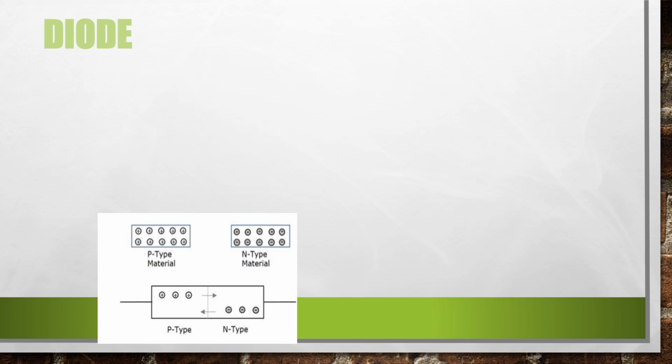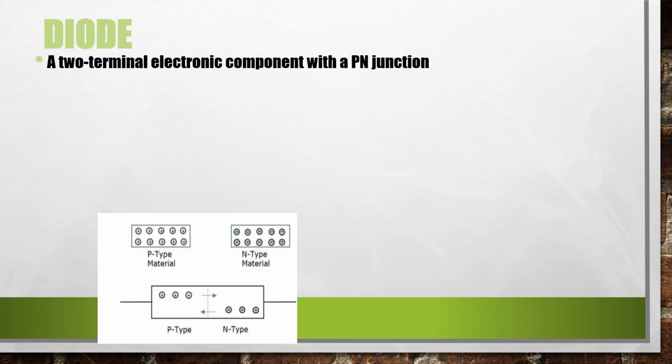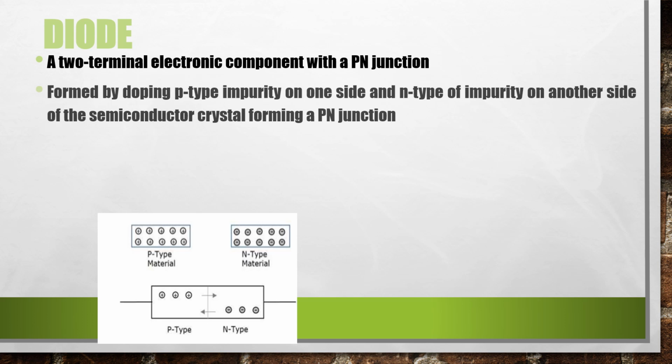Now, what is a diode? A semiconductor diode is a two-terminal electronic component with a p-n junction. It is also called a rectifier. A semiconductor diode is formed by doping p-type impurity on one side and n-type impurity on another side of the semiconductor crystal, forming a p-n junction.